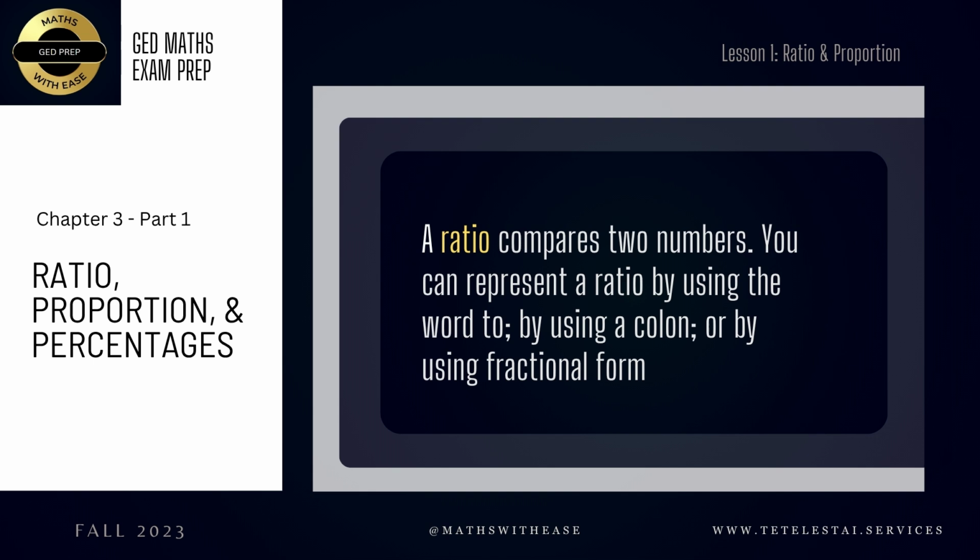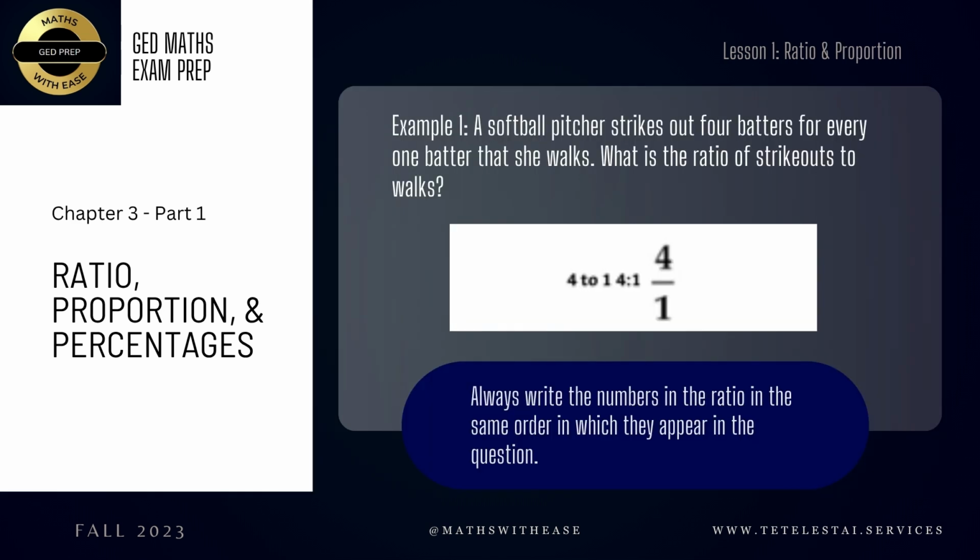So a softball pitcher strikes out 4 batters for every 1 batter that she walks. What is the ratio of strikeouts to walks? You always want to write the numbers in the ratio in the same order in which they appear in the question. So here, we're being asked, what is the ratio of strikeouts? We're told that she strikes out 4 times. So you would write your ratio 4-1. These are the 3 different ways that we've talked about: 4-1, 4:1, or 4/1. Okay.